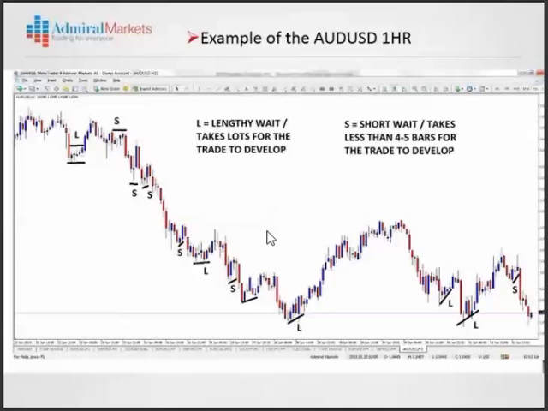So regarding the second element, when the trade should develop, I have some charts here to show you what we can expect and what I'm talking about. Okay, regarding those time frames. This is the Aussie 1-hour chart. I have an L if it's a lengthier wait than the 4 or 5 hours, and S if it more or less meets that criteria.